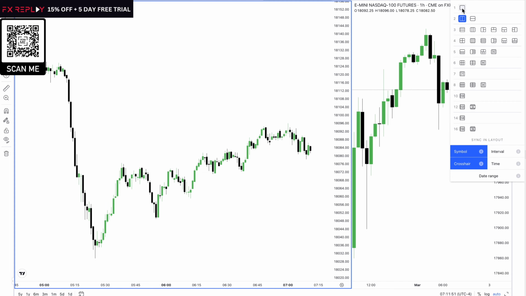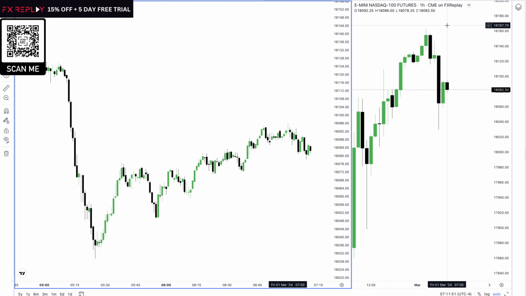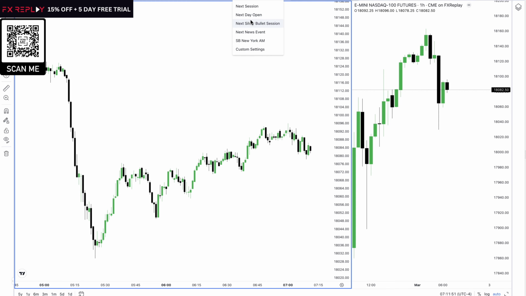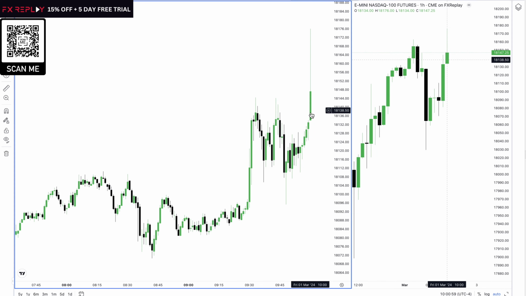Right, so we have two windows here. Here's the 1 hour. We can mark it out. And we have the 1 minute. You can press here to go to the next silver bullet session. And if you go to custom settings, you can do the silver bullet in London, New York AM, and New York PM. We're only going to do for this model the New York AM. So if I now press next silver bullet session, we are exactly at 10 a.m. So now let's backtest this model.